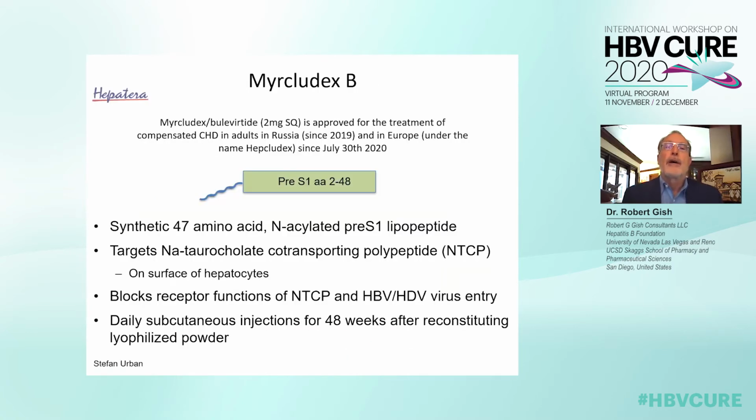Let's now talk about an entry inhibitor. Myrcludex-B, now called Bulevirtide, is a subcutaneous medication that's approved for the treatment of compensated delta in adults in Russia since 2019 and in Europe under the name Hepcludex since July 30th, 2020.